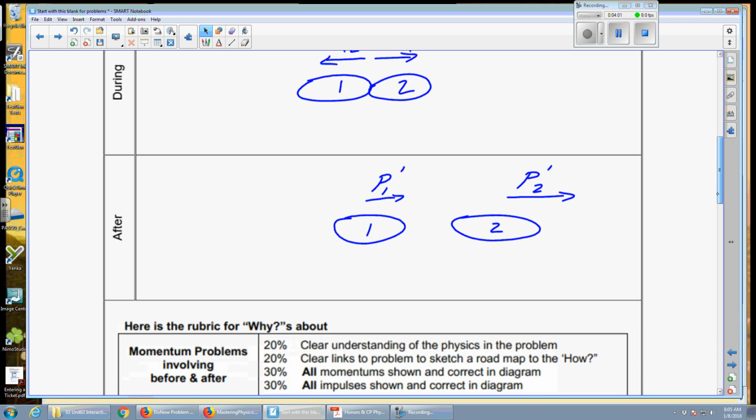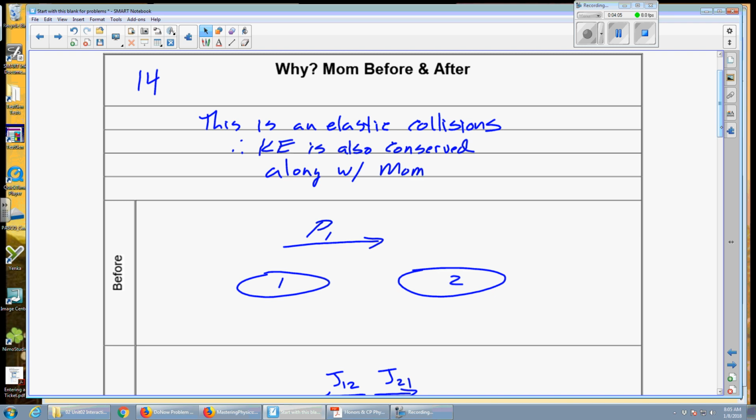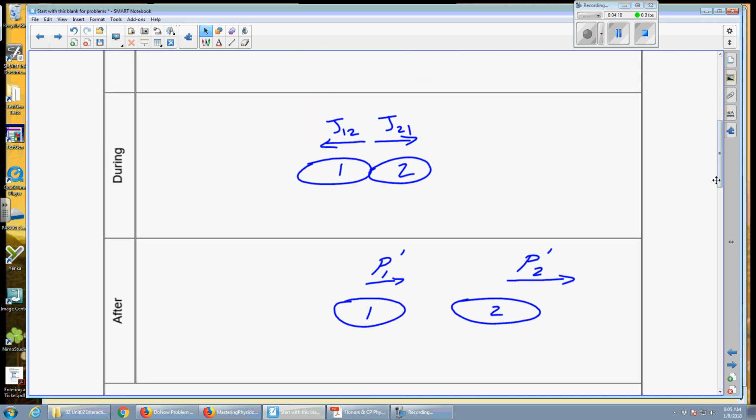All righty. Any questions about the why before we jump into the how? Yes, sir? On the last one, what's that little dash above the P's mean? That's called a prime mark. It's commonly used in math to show a different value. A lot of times in momentum and energy, it's to show an after value.